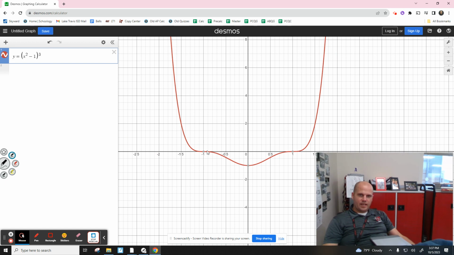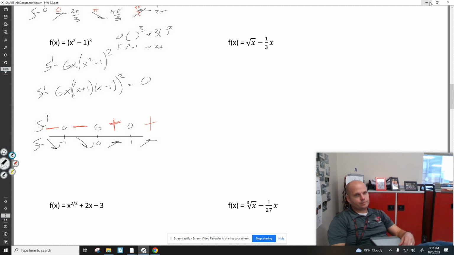Decreasing, flattening out, decreasing, hitting a min, increasing, flattening out. That's great. Isn't that great? That's just great. So x equals 0 is a min, and then x equals -1 and 1 is a neither.